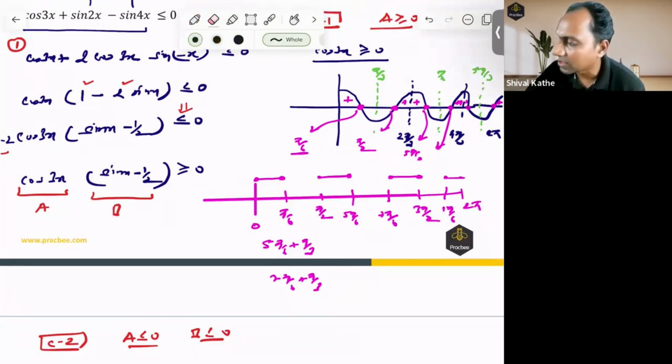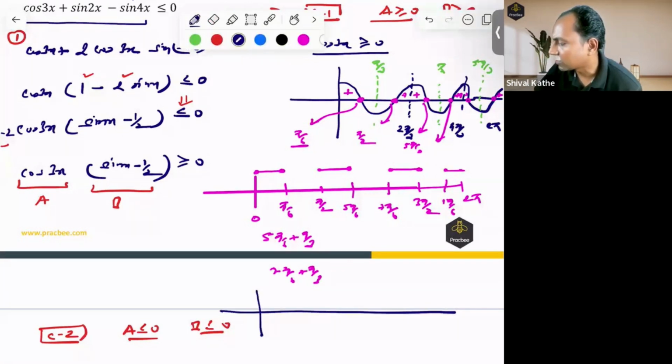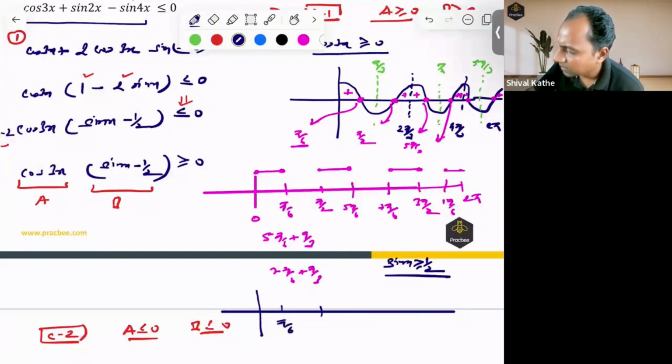Now, if I want to write the answer of the second part, how will you do it? The second part, sin x is greater than or equal to 1 by 2. We have already done this question multiple times, and now I will overlap this solution on the first solution. First let me do it separately so that you are not confused. So sin x now should be greater than or equal to 1 by 2. This is the question from where we started everything. So this is between pi by 6 and 5 pi by 6, right?